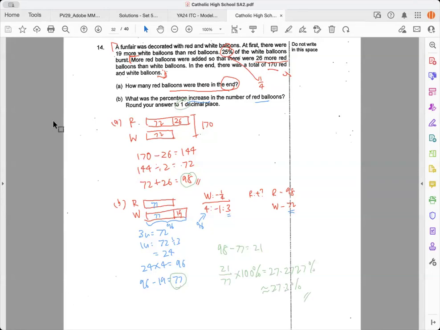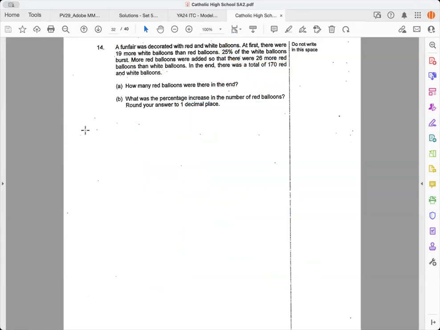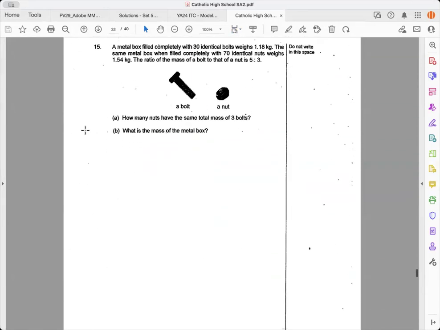Any question? Okay, let's continue with question number 15. A metal box filled completely with 30 identical bolts weigh 1.18 kilogram. The same metal box, when filled completely with 70 identical nuts, weigh 1.54 kilogram. The ratio of the mass of a bolt to that of the nut is 5:3.